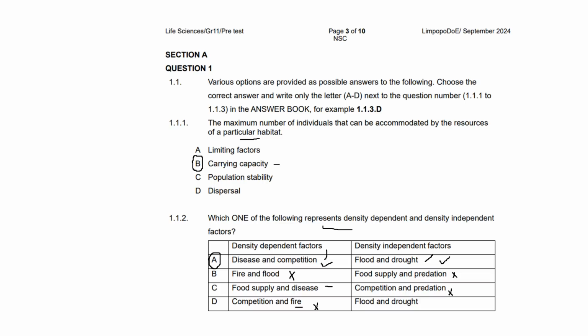Here the aim is for you to know examples of dependent factors and also examples of independent factors. Then you'll be able to tick out the ones which have been put in the wrong column.